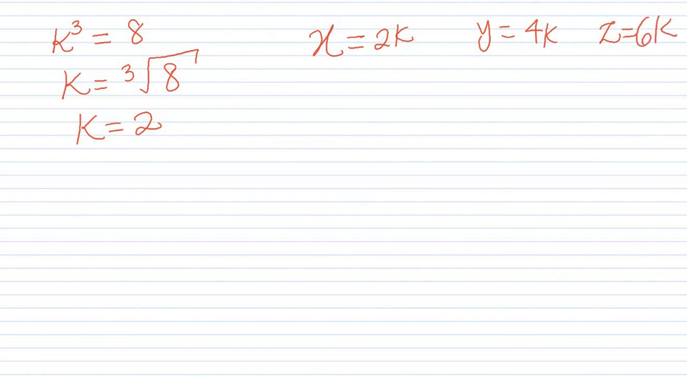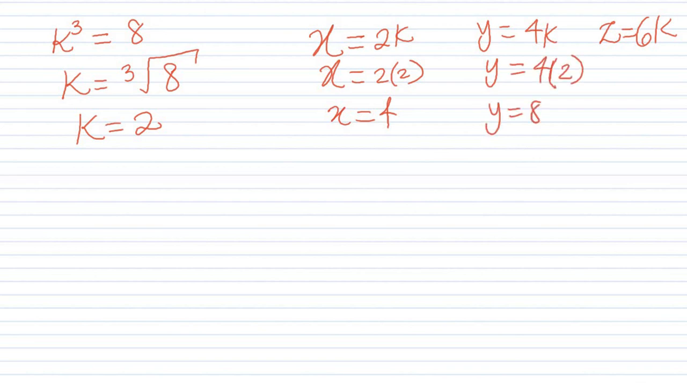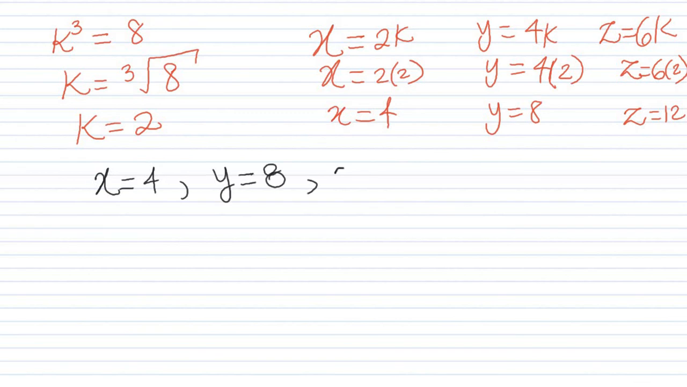So x equals 2k, that's 2 times 2, so x equals 4. y equals 4k, that's 4 times 2, so y equals 8. And z equals 6k, that's 6 times 2, so z equals 12. Hence x equals 4, y equals 8, and z equals 12, and that is the answer.